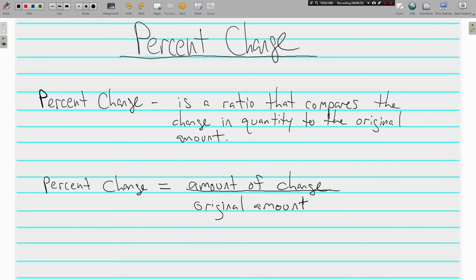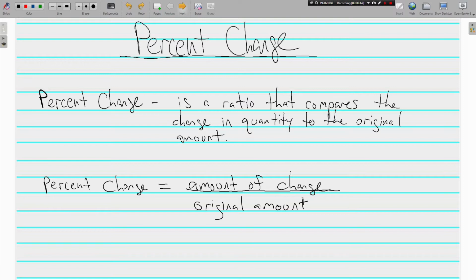How do we do this? What is that ratio? For percent change, you take the amount of change between two numbers and you divide it by the original amount. The amount of the change divided by the original amount will give you the percent of change.